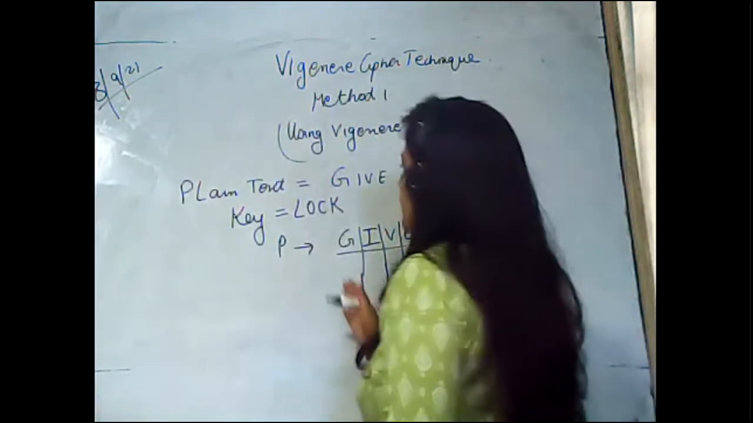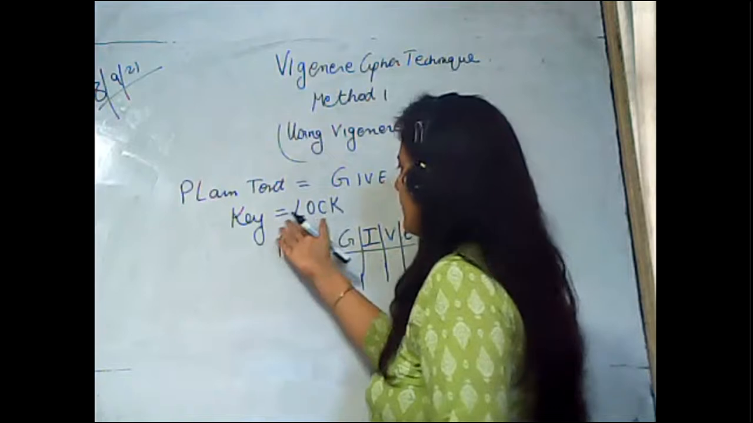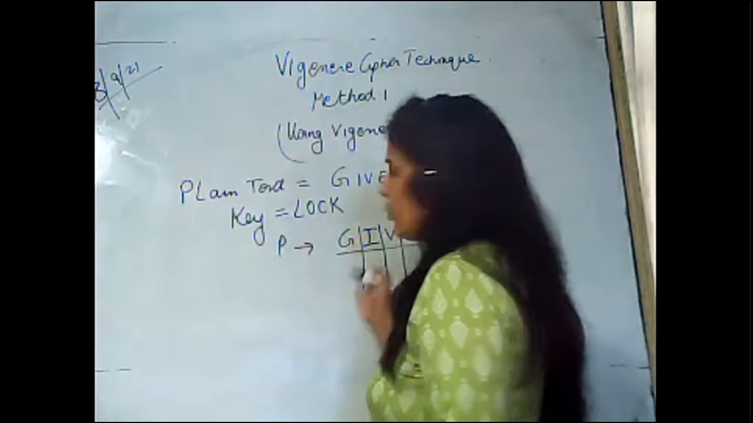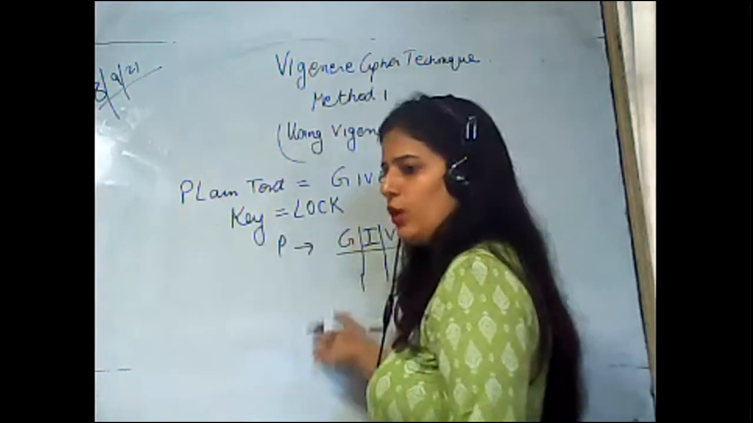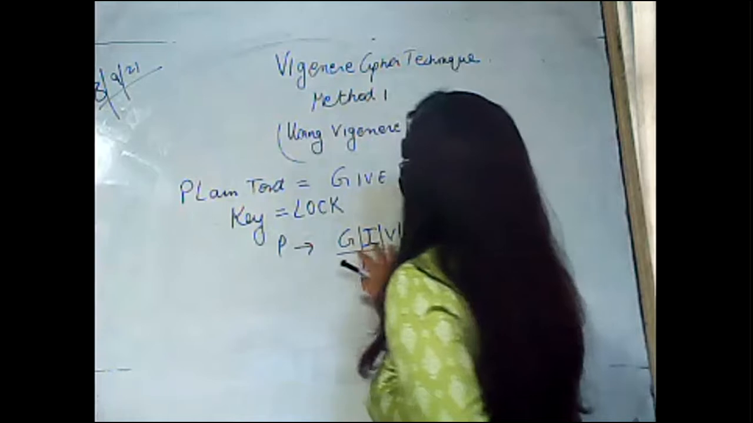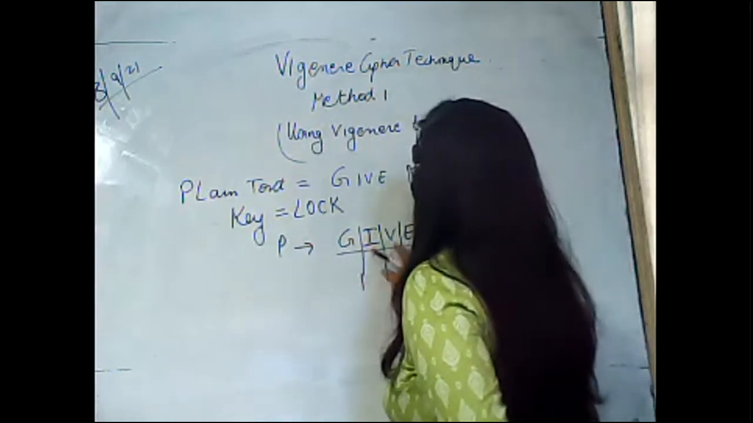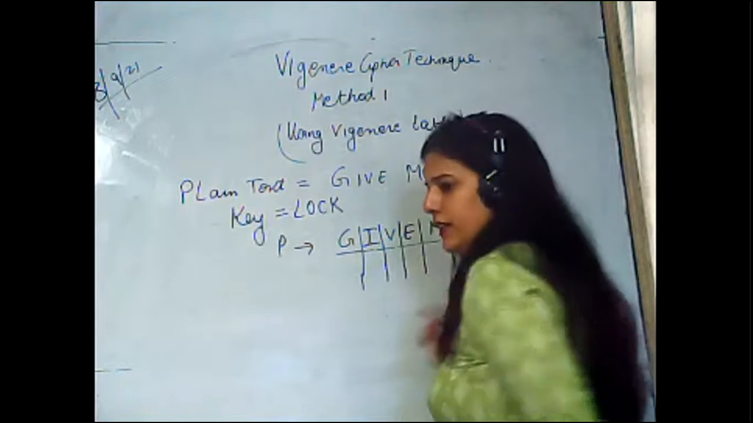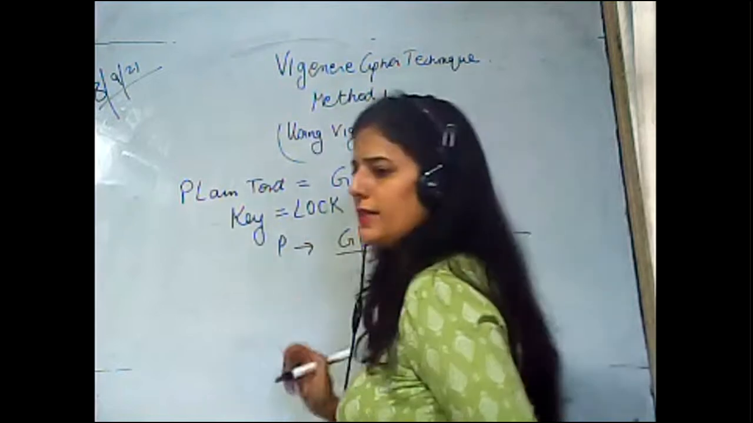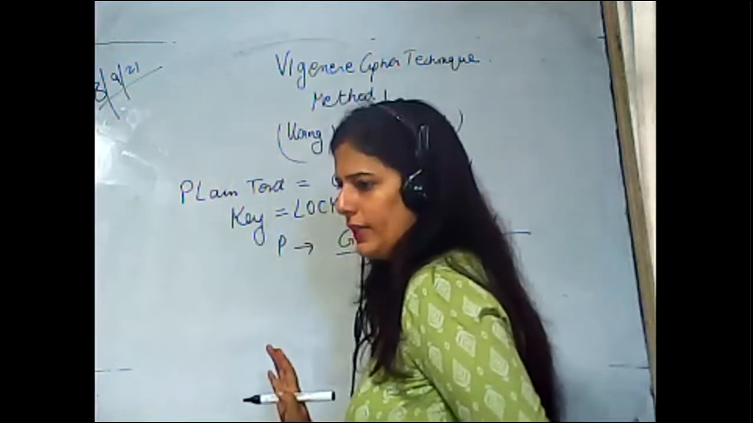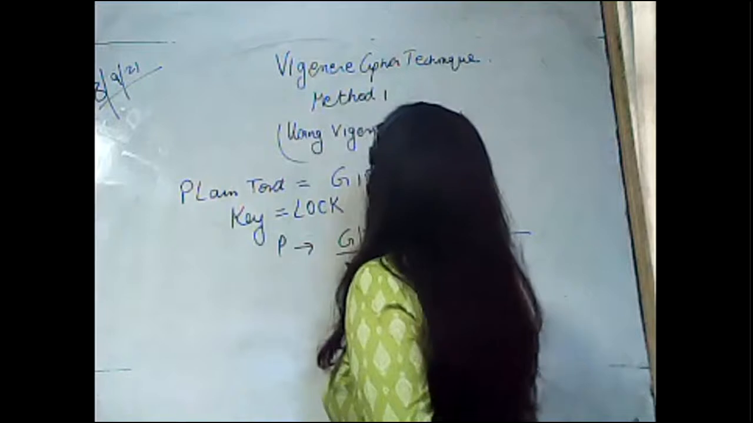So I will allocate the key letters to this plain text and repeat them. You can see how many total letters are available in this plain text: 1, 2, 3, 4, 5, 6, 7, 8, 9. But how many letters are present in the key? Only 4 letters. So I will write like this.